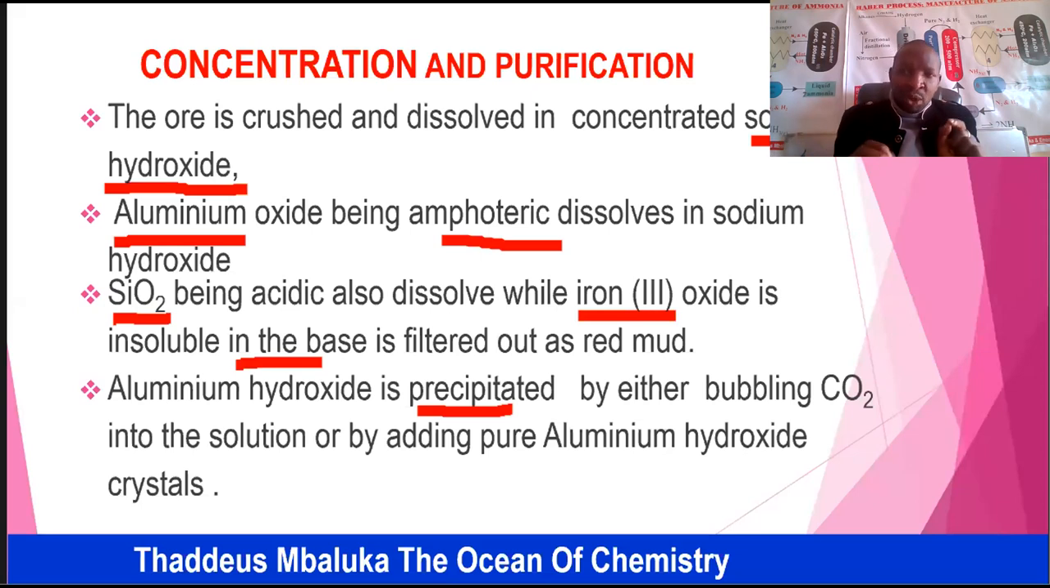Sodium hydroxide plus aluminium oxide forms sodium aluminate. Those are solutions. The iron 3 oxide and iron 2 oxide do not dissolve. You filter. Once you filter, you have the residue. The main component of the residue is iron 3 oxide or iron 2 oxide. The main components of the filtrate are sodium aluminate and sodium silicate. Together? Yes.